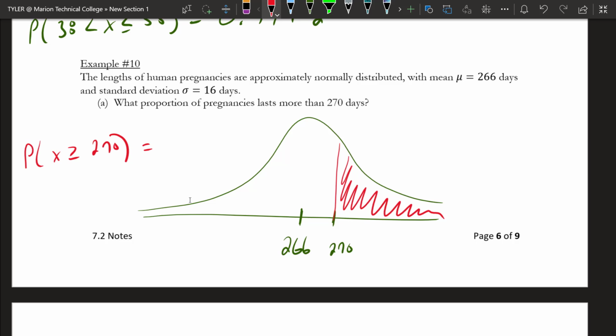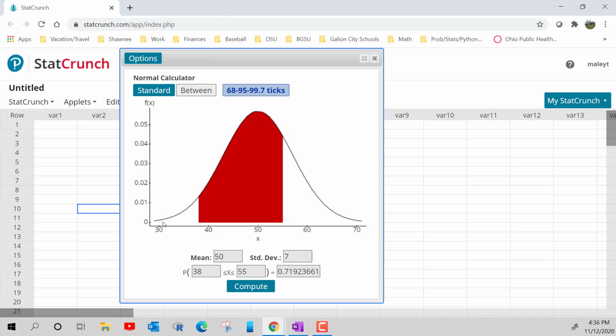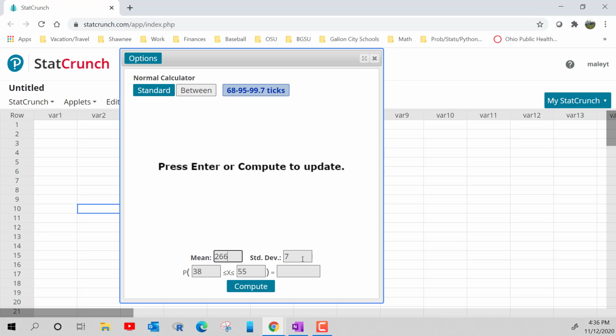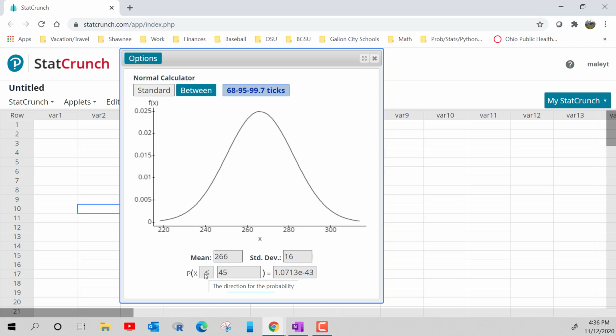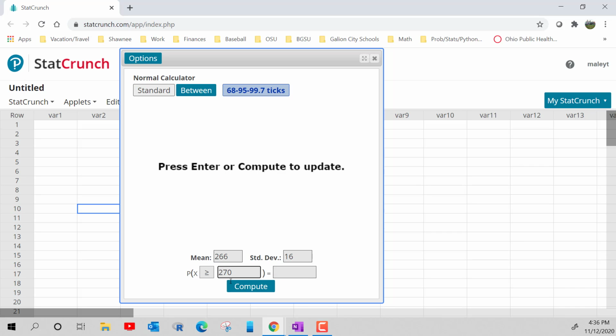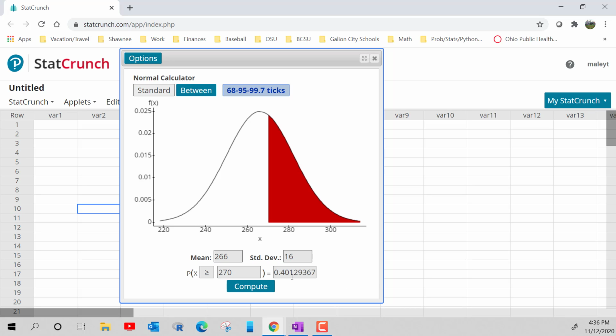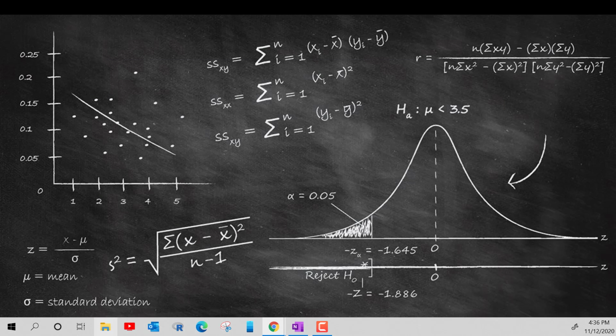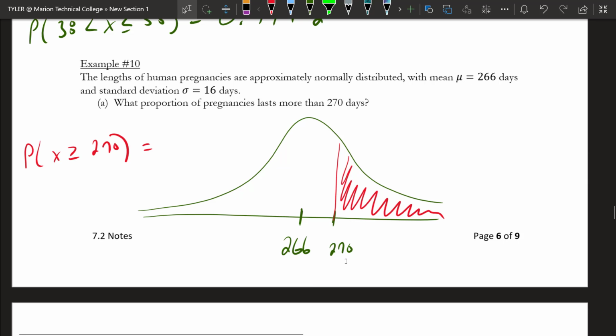Right? So I can get that value pretty easy using Statcrunch. So my mean is 266. Standard deviation is 16. We need to switch over to standard. We need this to be greater than 270, right? Hit compute, and we get that area, right? So this probability is equal to 0.4013.